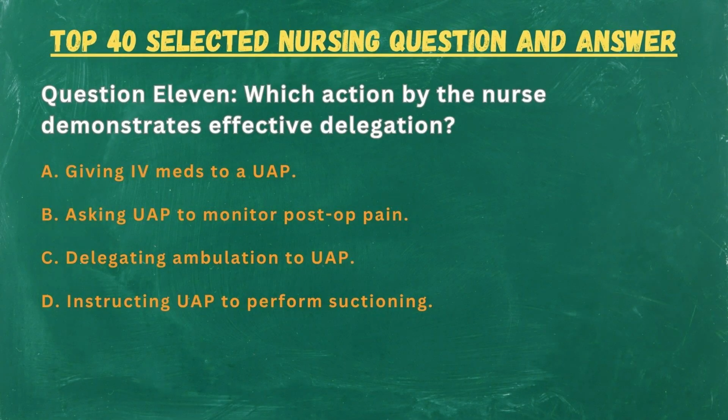Question 11. Which action by the nurse demonstrates effective delegation? A. Giving 4 meds to a UAP. B. Asking UAP to monitor post-op pain. C. Delegating ambulation to UAP. D. Instructing UAP to perform suctioning. Answer. C. Delegating ambulation to UAP.